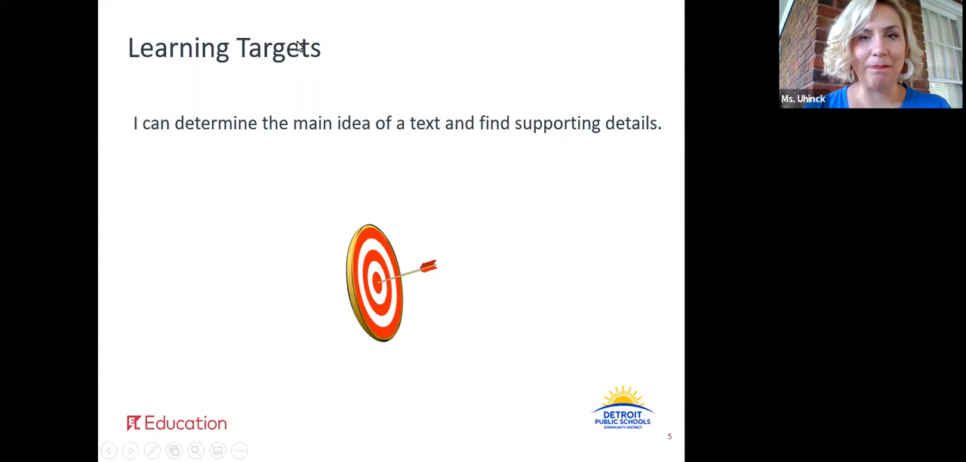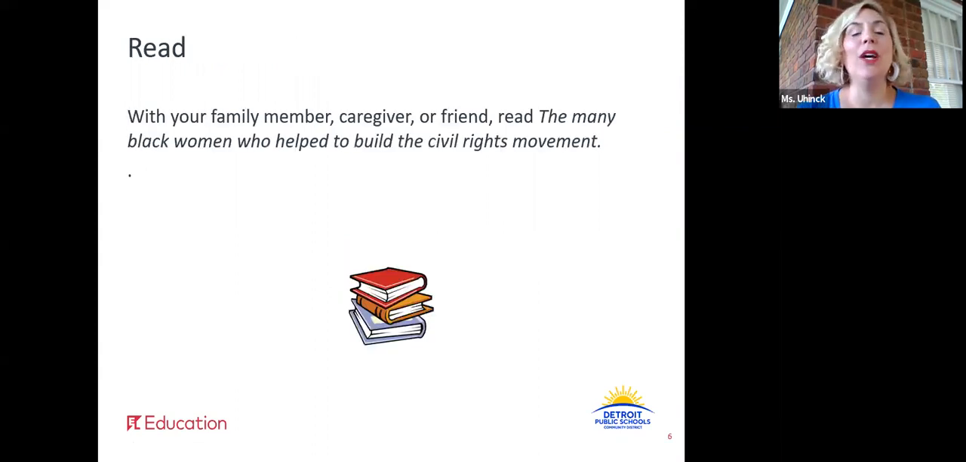All right, so let's go ahead and start reading. I'm going to read it today. As you move on in the other days in the lessons that are working with this text, come back to lesson 15 and you can watch me read it again. After I read this, if you need to hear it again with a family member, a caregiver, or a friend, go ahead and read this text. Our text title is The Many Black Women Who Helped to Build the Civil Rights Movement. If you need to, pause this video and go ahead and find that text so you can read along with me.